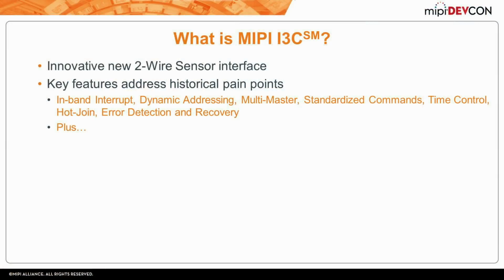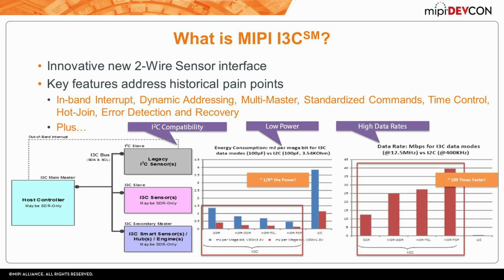So what is I3C? Well, we started with a two-wire interface as a guide, but we've added some key features that have been lacking historically, such as in-band interrupt, dynamic addressing, multi-master support, some standardized commands, timing control, hot join, and error detection recovery, while maintaining I2C compatibility as best we possibly can. We'll talk about that and the role of I2C legacy devices in a little bit.